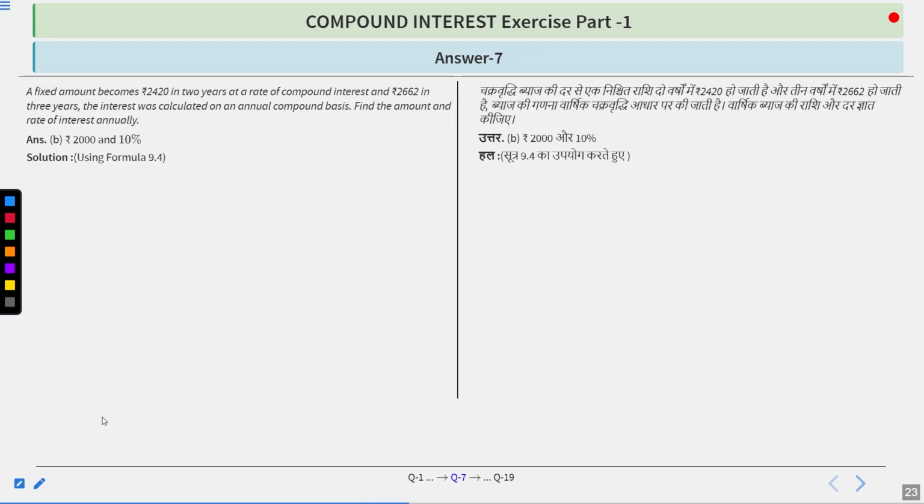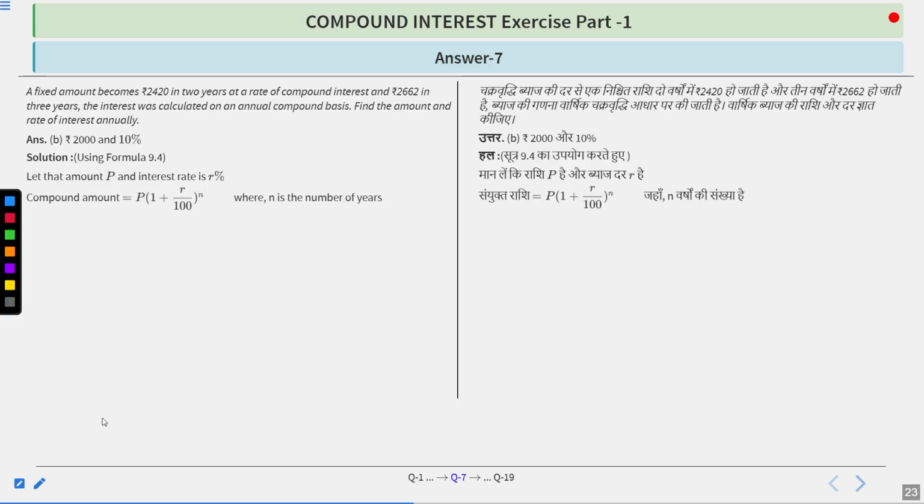Now, the answer to this question is option B, rupees 2000 and 10%, and we are going to use formula 9.4 to solve this question. Let the amount be P and the interest rate be R%, then the compounded amount is equal to P into 1 plus R upon 100 raised to power n, where n is the number of years.